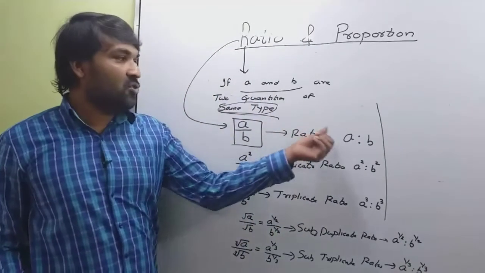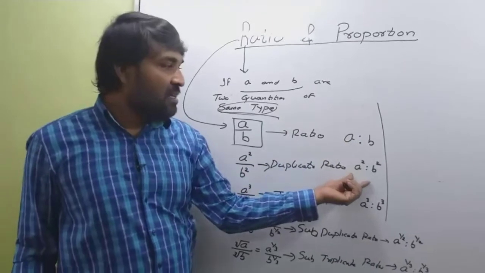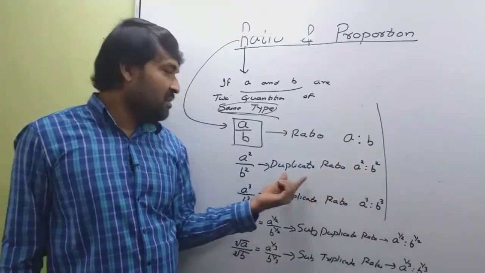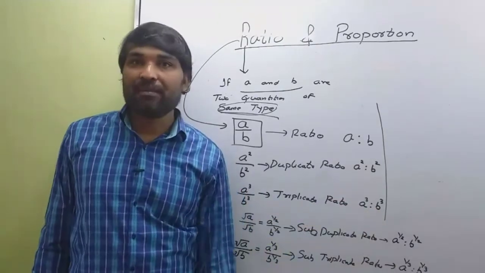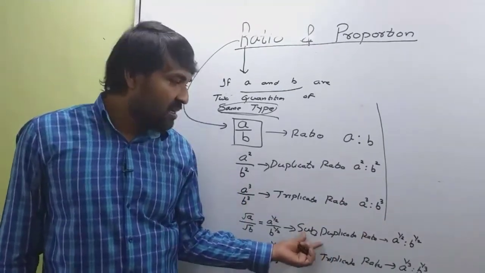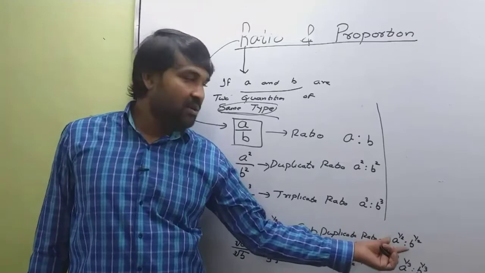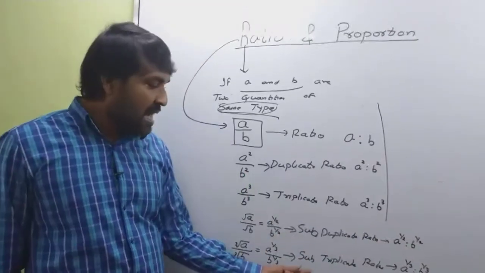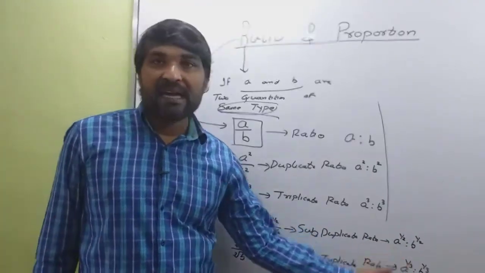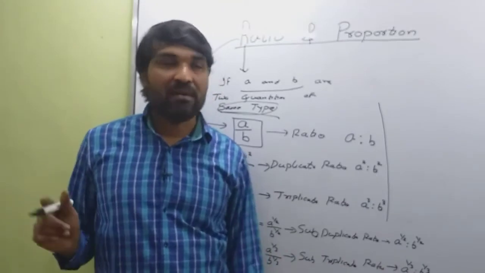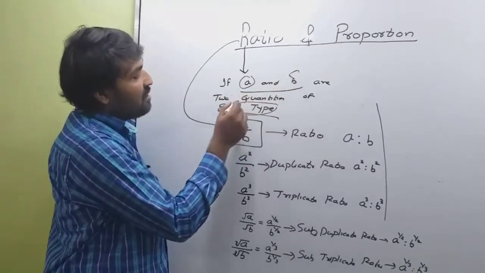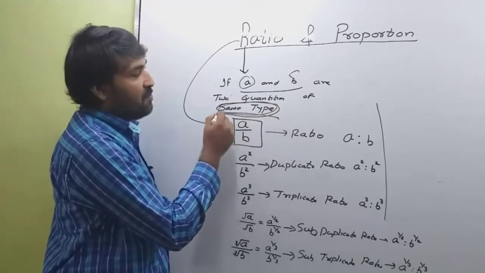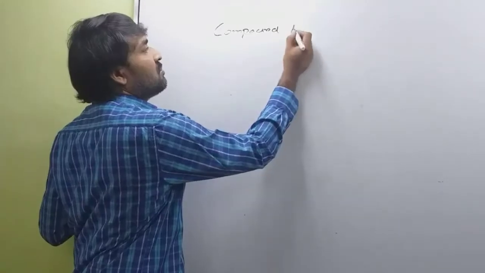So these are our ratios. A is to B is a ratio. A square is to B square is duplicate ratio. And A cube is to B cube is our triplicate ratio. And A raised to 1 by 2 is to B raised to 1 by 2 is subduplicate ratio, and A raised to 1 by 3 is to B raised to 1 by 3 is subtriplicate ratio. The thing is that A and B are of the same type.